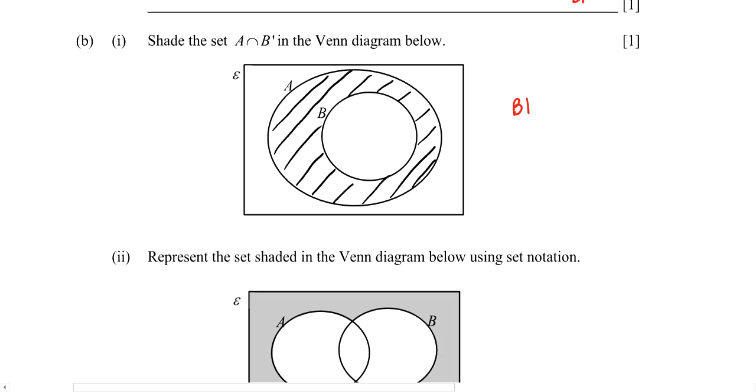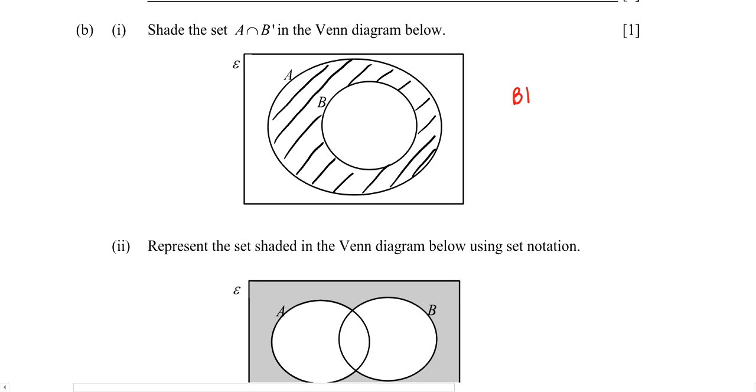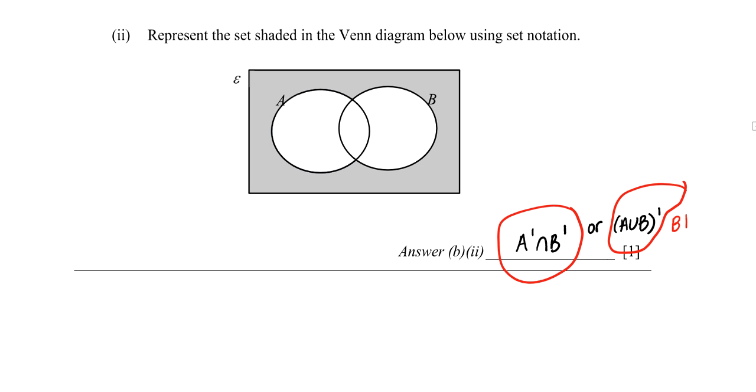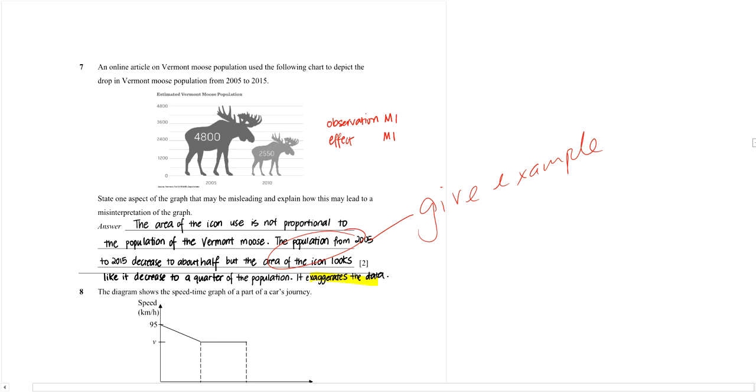Okay, now B part 1. Shade the set A intersect B complement. Okay, this is what we have. And part 2. Okay, part 1. All okay with this? The shading? Okay, part 2. These are the 2 accepted answers: A complement intersect B complement, or (A union B) complement. Stop me if you need help with explanation.